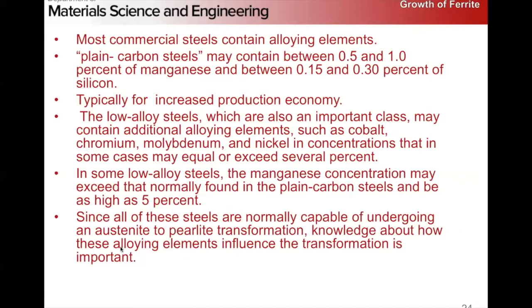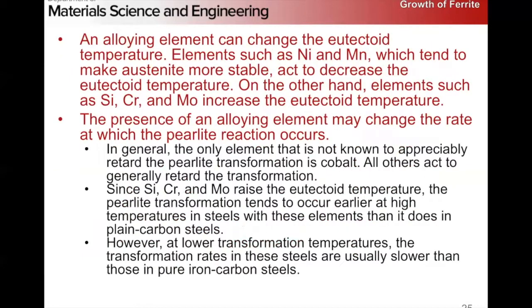All of these steels, basically, when they're in use, we're using them as pearlitic steels. So we need to understand how these alloying elements are going to influence the transformation and the transformation rates. So our alloying elements can alter our eutectoid temperature. Nickel and manganese tend to make austenite more stable, right? They act, in other words, to decrease the eutectoid temperatures. Silicon, chromium, and molybdenum increase the eutectoid temperature. They make austenite less stable.